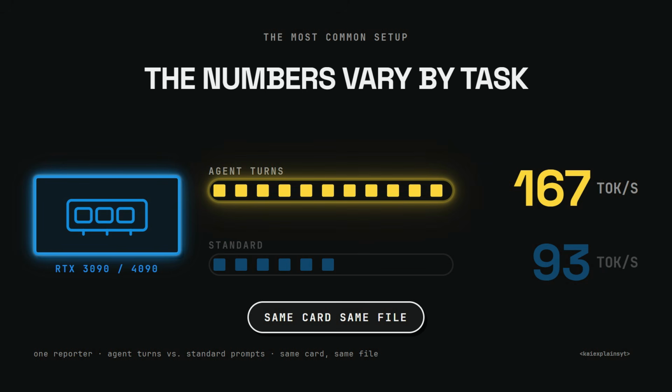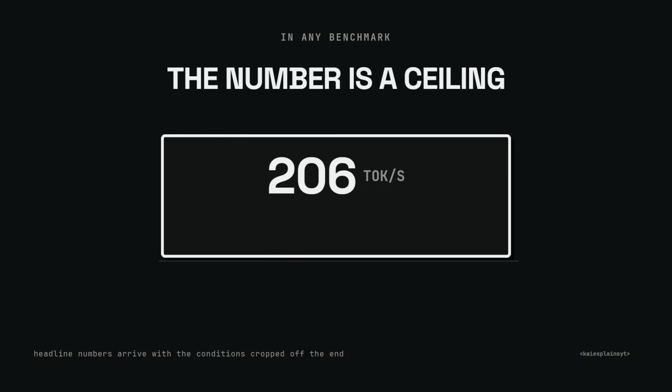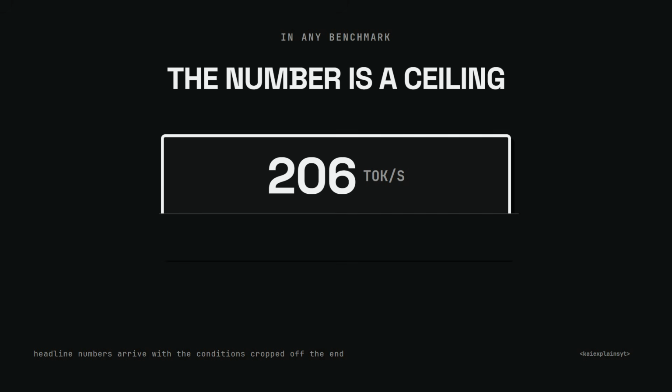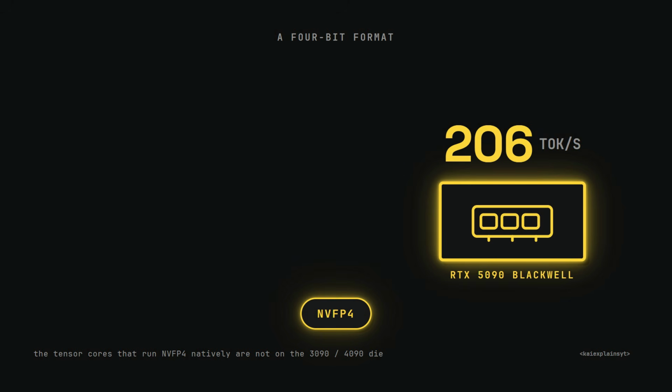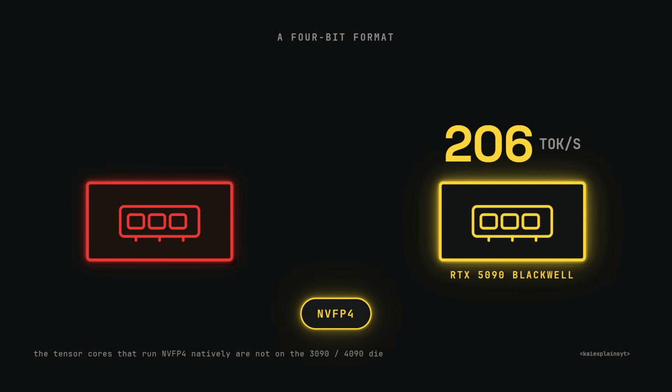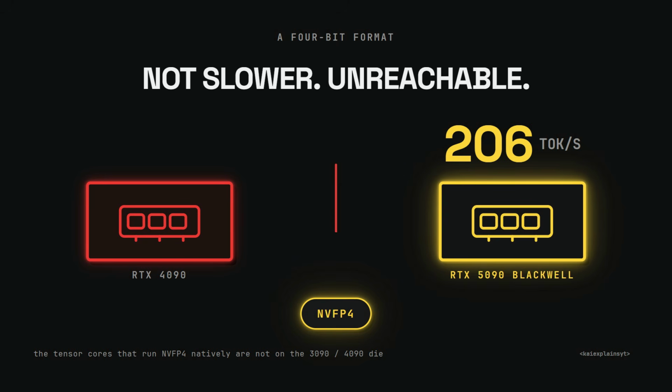Agent turns have shorter context and more predictable structure, so the drafter does better. That's why the single number in any benchmark is almost always a ceiling someone measured with the conditions cropped off the end. One important limit for 3090 and 4090 owners. You will see headline numbers like 206 tokens per second showing up for this model. That number belongs to a 4-bit format called NVFP4. It exists. It's real. And it only runs on Blackwell silicon, the RTX 5090 generation. The tensor cores that run NVFP4 natively are not on the 3090 and 4090 die. That number is not slower on your card.